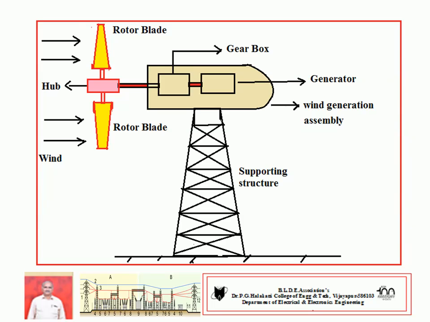First you see the rotor blades. Rotor blades are fixed to the hub. Then wind directly enters perpendicular to the rotor blades. So how much length of rotor blade, it increases the rotor area. The wind turbine shaft is coupled to the gearbox. This gearbox is coupled to the generator.